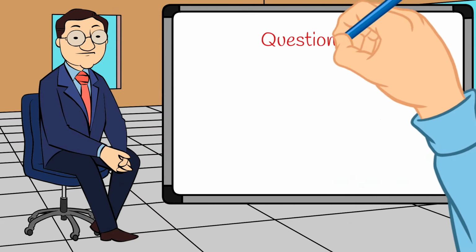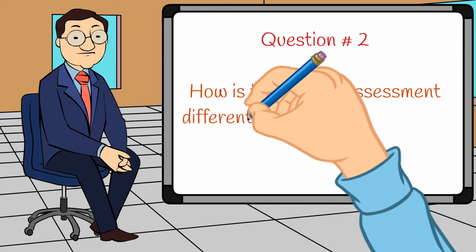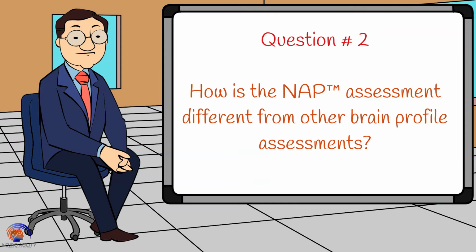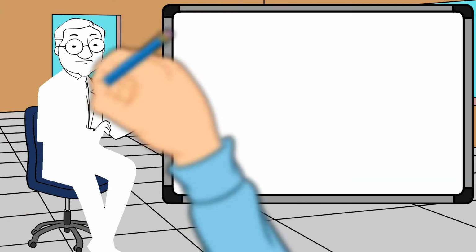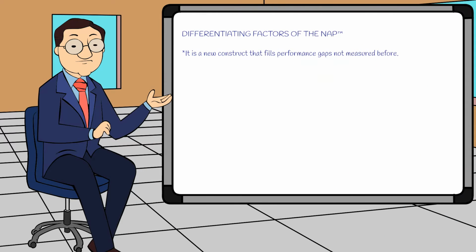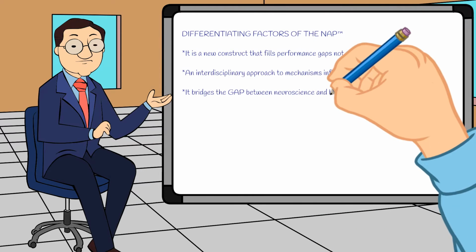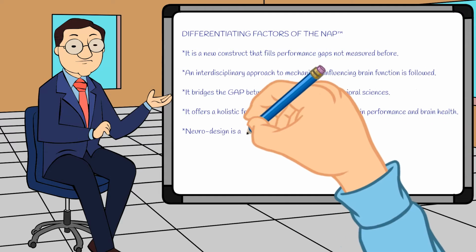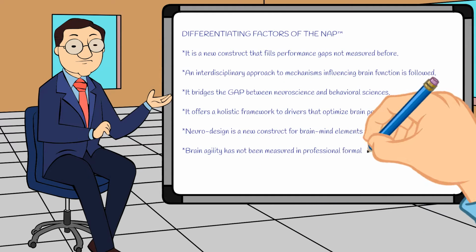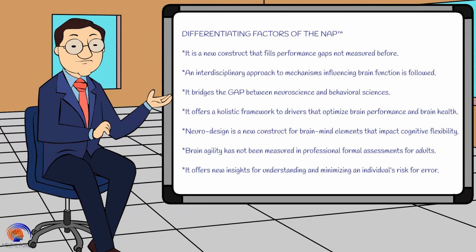Question 2. How is the NAP assessment different from other assessments that are also referred to as brain profile assessments? The NAP is a completely different assessment than any other assessment that is referred to as a brain profile. It is only referred to by some as a brain profile to make it easier understandable to the general public. Here are the differentiating factors that distinguish the NAP assessment from other brain profile assessments.